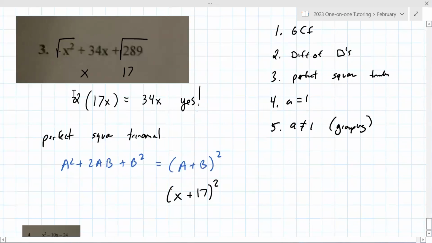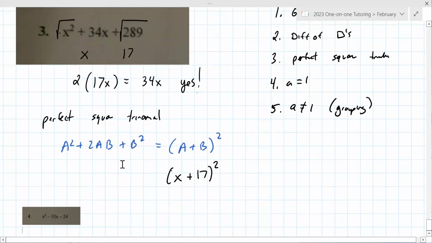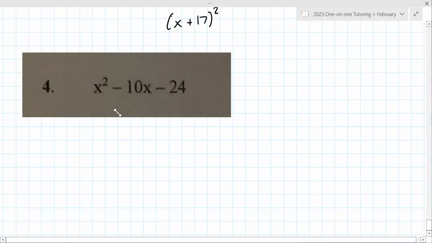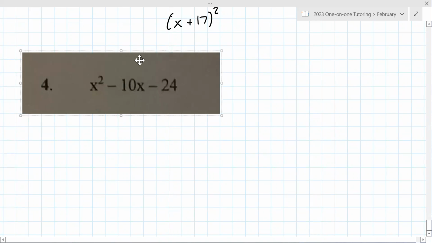Let me know when you get all that down. We'll go to the next one. I got it. Okay, let's go to the next one here. Same question as always, what type is this?